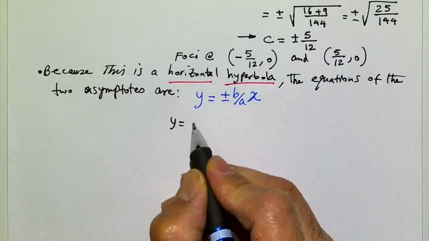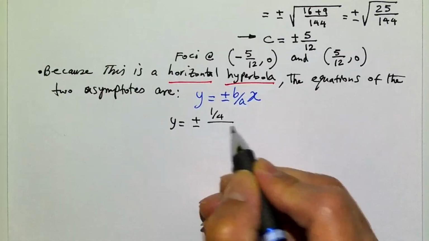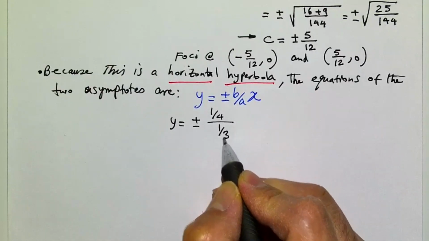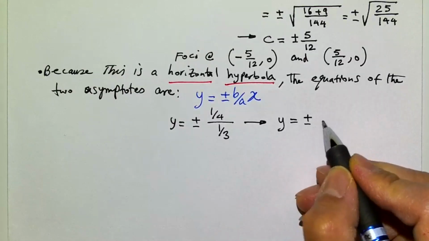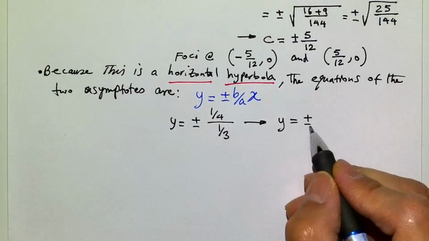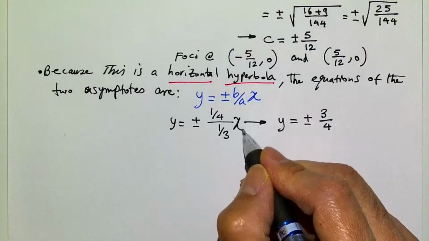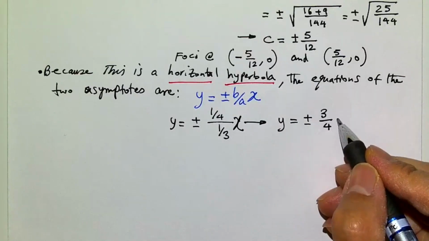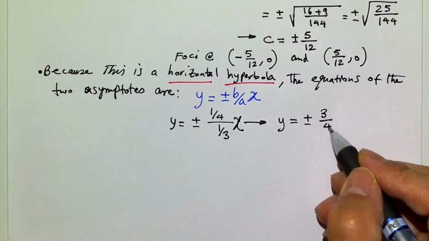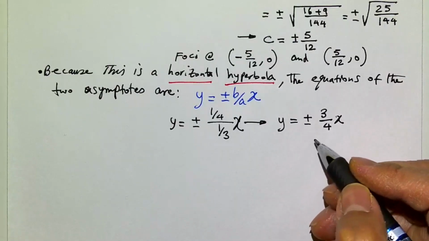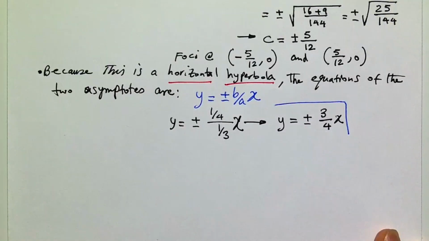So we have y equals plus or minus b, which is 1 over 4, divided by a, which is 1 over 3. Therefore, the equation of the asymptotes are as follows. This is a complex fraction. When you simplify it, I should add the x here. So plus or minus, simplify this complex fraction, you get 3/4 x. Okay, and this is the equation of both asymptotes.